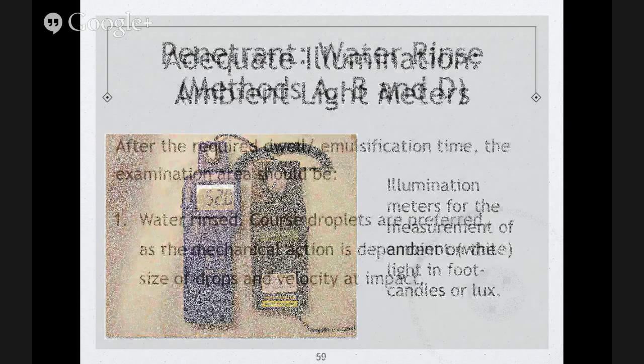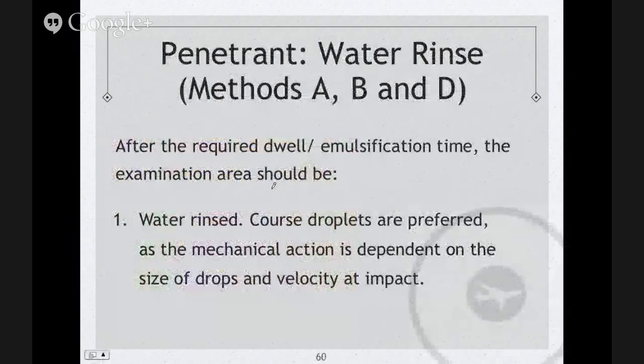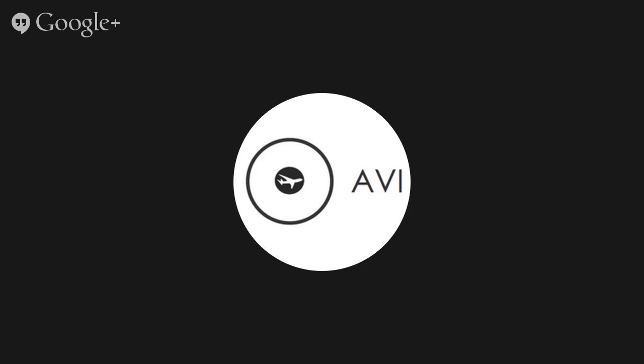Okay, so penetrant water rinse methods A, B, and D. A being water washable, B being lipophilic post-emulsifying, and D being hydrophilic post-emulsifying.